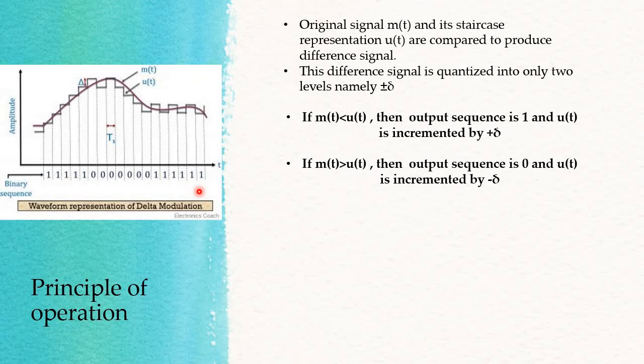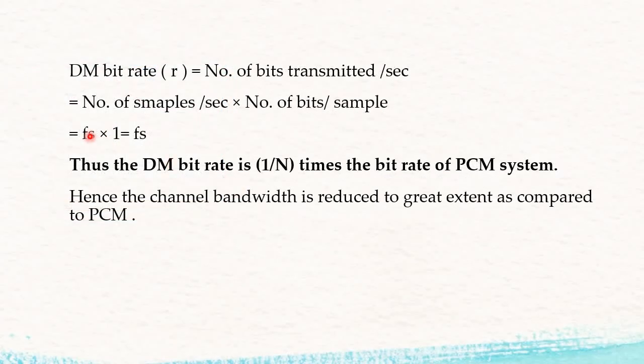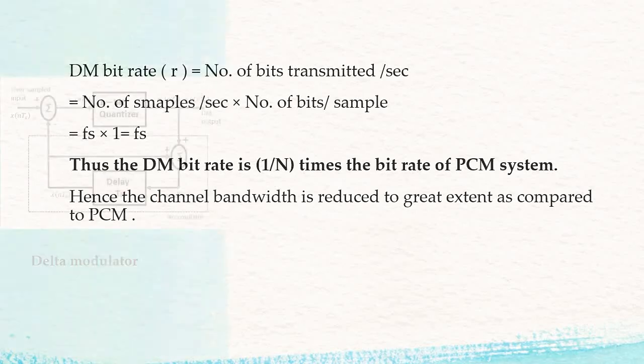Now one thing is very important in case of a DM. In case of a DM, your output is represented by a single bit. Now the DM bit rate R is given as the number of bits transmitted per second, which is nothing but the number of samples per second times the number of bits per sample. Now the sampling rate is given by Fs, and the number of bits per sample is constant, that is 1. Therefore the DM rate R is given by Fs, and thus the DM bit rate is 1 by n times the bit rate of PCM. Hence the channel bandwidth is reduced to a greater extent as compared to PCM.